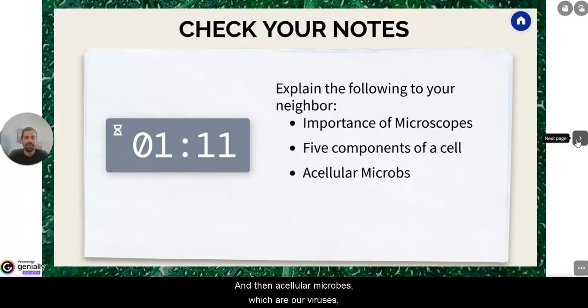And then acellular microbes, which are our viruses. They are still microorganisms almost, except the only things they share with us are the genetic material and proteins. They don't really have much else other than that, at least not of their own.